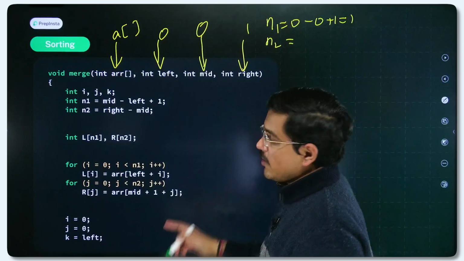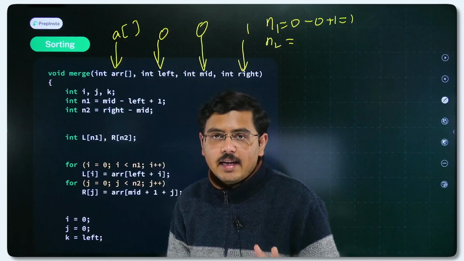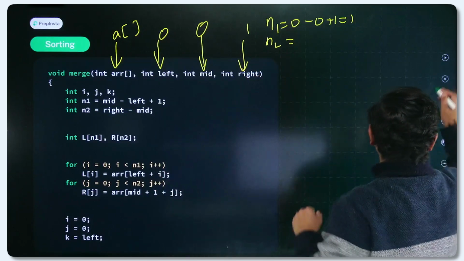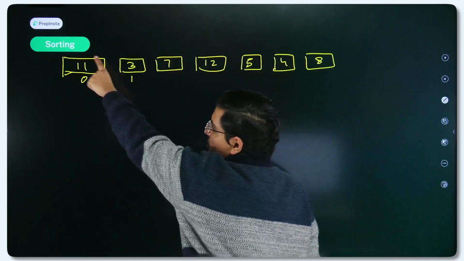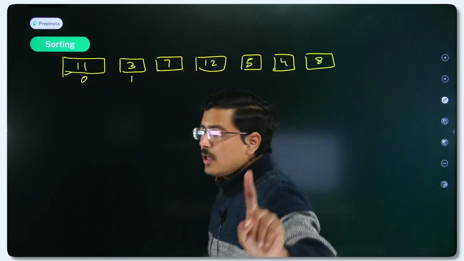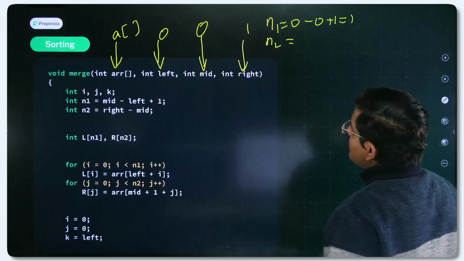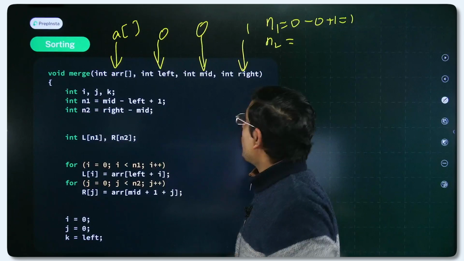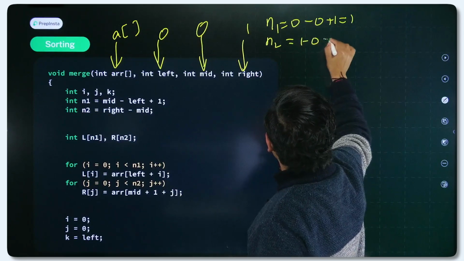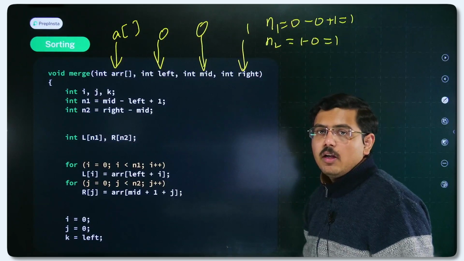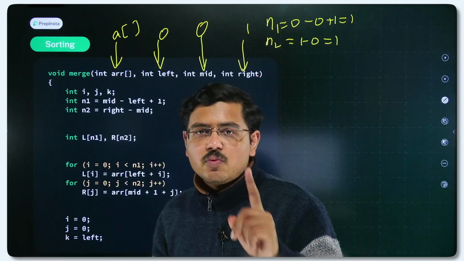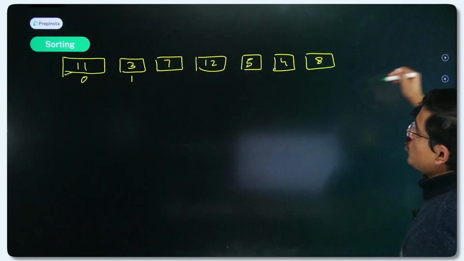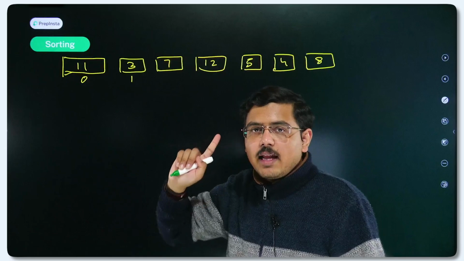n2 is the number of elements in the second array. If you carefully see, in the first array we have just one element. Now in the second array also, n2 is right minus mid, right is 1, mid is 0, so 1 minus 0 is 1. So again in the second array there is one element. Is it true? Yes, it is true. There is just one element in the second array as well.